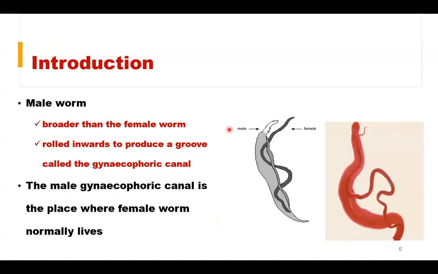The male worm is larger than the female worm and its brother, and it tends to fold over. And in the midline, you have this gynecophoral groove in which the female worm resides, okay? The female worm is the slender worm found within the male worm.